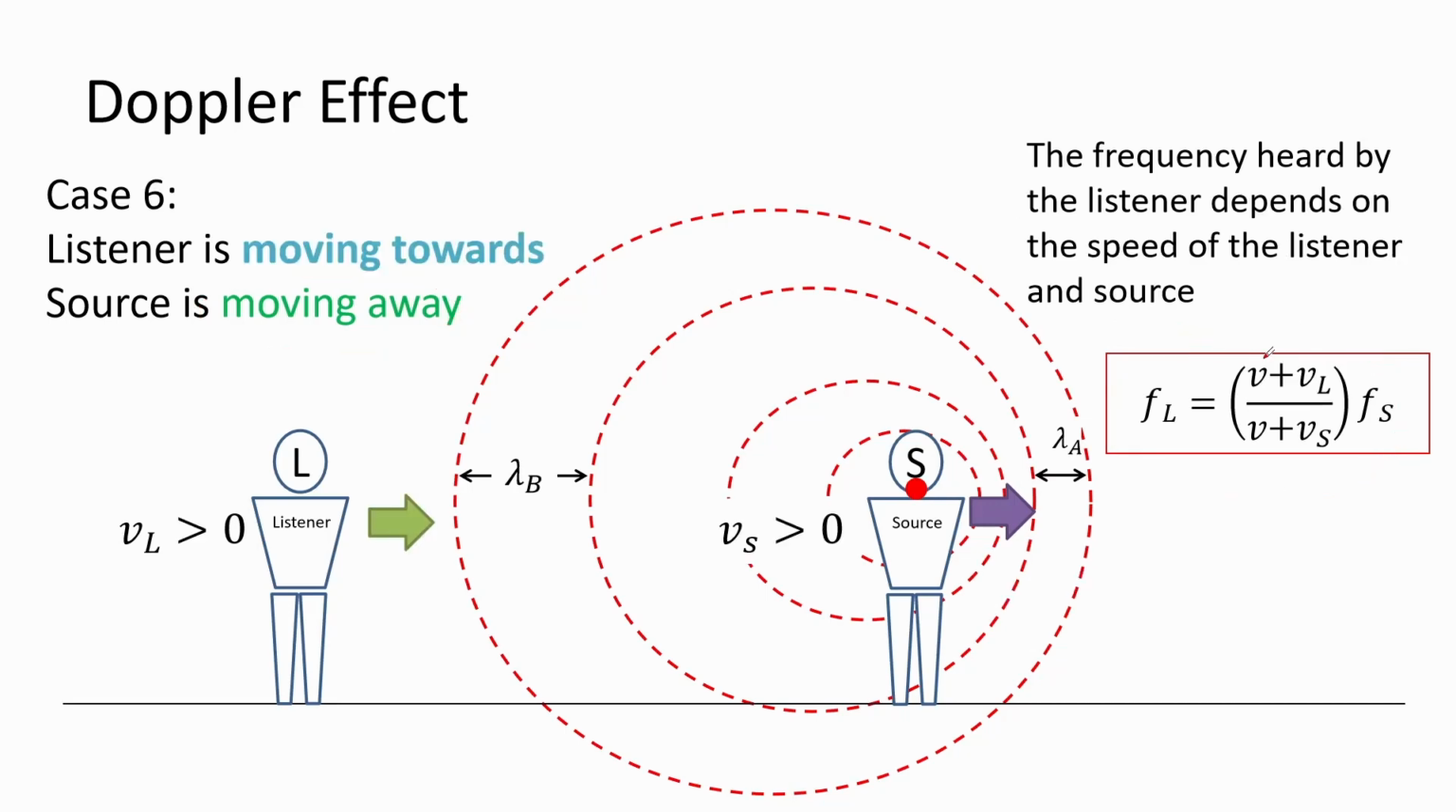Here we have a scenario where the listener is moving towards the source and the source is moving away from the listener. The formulation for the frequency heard by the listener is given as the ratio of the speed of sound in air plus the speed of the listener over the speed of sound in air plus the speed of the source, times the frequency of the source. Here the frequency heard by the listener depends on the relative speed of the listener and source.